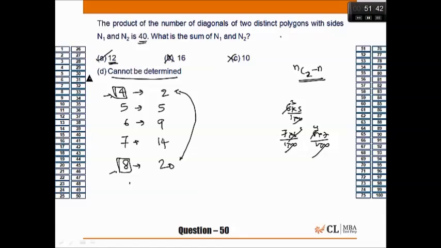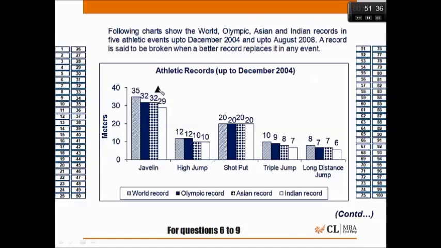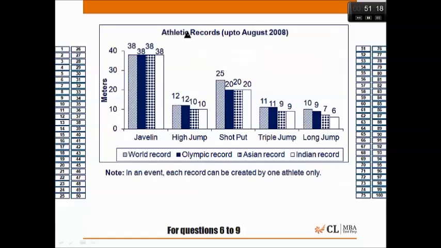Okay, so 1 second. Okay, this one. The following charts show the world, Olympic, Asian and Indian records in 5 athletic events up to December 2004 and up to August 2008. So these are athletic records up to December 2004. This is athletic records up to August 2008.